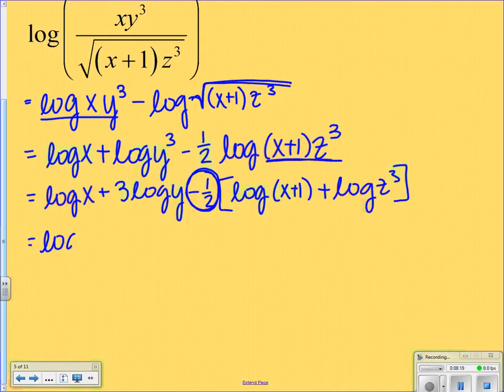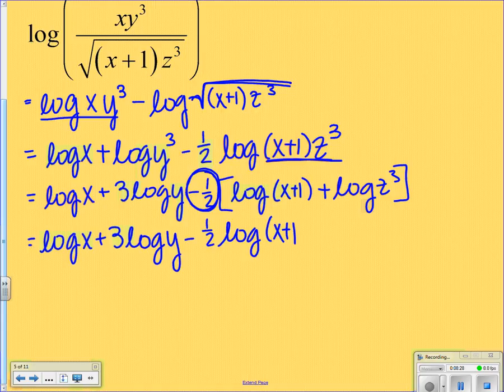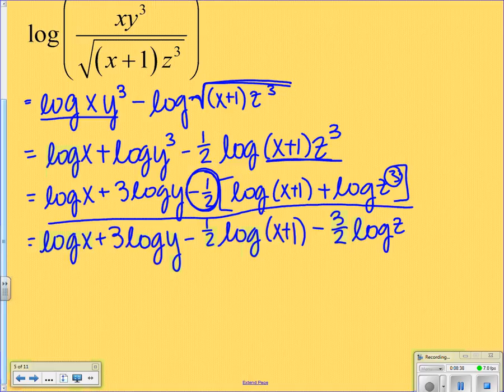So we have log of x plus 3 log of y minus 1/2 log of x plus 1, and then minus, it would be 1/2, but we've got a 3 for our exponent, so we can really make it 3/2 log of z. And so this whole thing is going to be your answer there. So that's how you expand and condense your logs using your properties of logs.